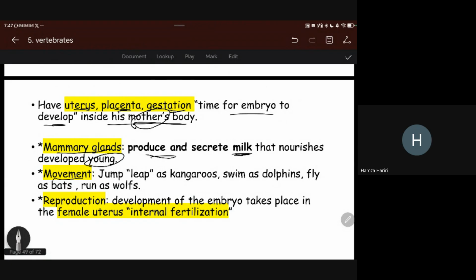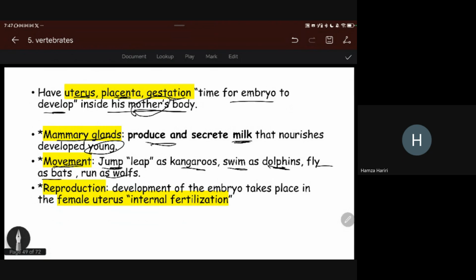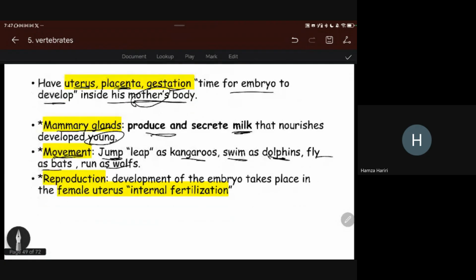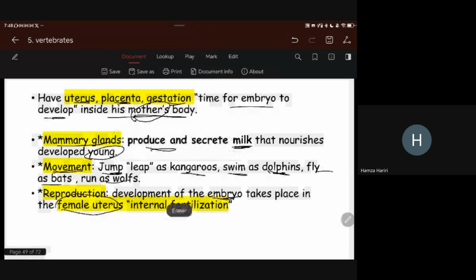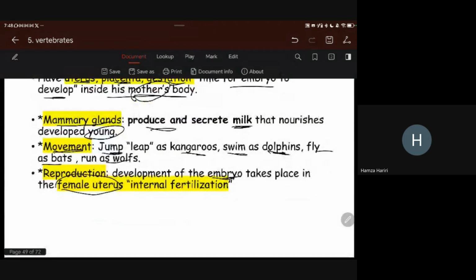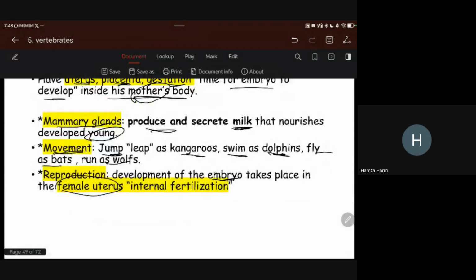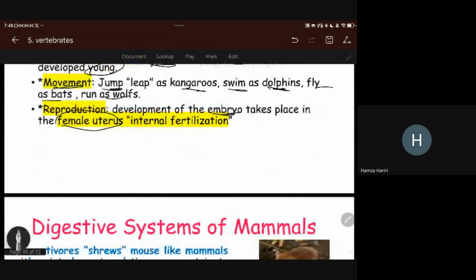And they pursue movement either by jumping like kangaroos, swimming like dolphins, flying like bats, or running like wolves. And their reproduction, how do they reproduce? The development of the embryo takes place within the female uterus, and we've already said that, and this is a very important specification. Their reproduction goes internally, so it happens within the female.